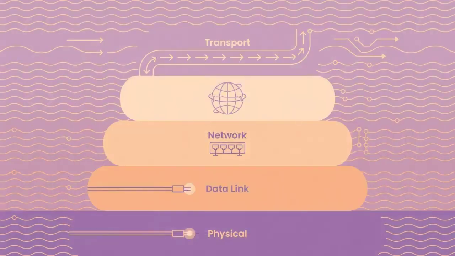Layer 4 is transport, the reliability workhorse, using TCP for guaranteed delivery and UDP for speed. Layer 3 is network, where IP addresses live and routers make forwarding decisions. Layer 2 is data link, managing MAC addresses and Ethernet frames. Layer 1 is physical, the raw voltages, light pulses, and radio waves hitting the wire.